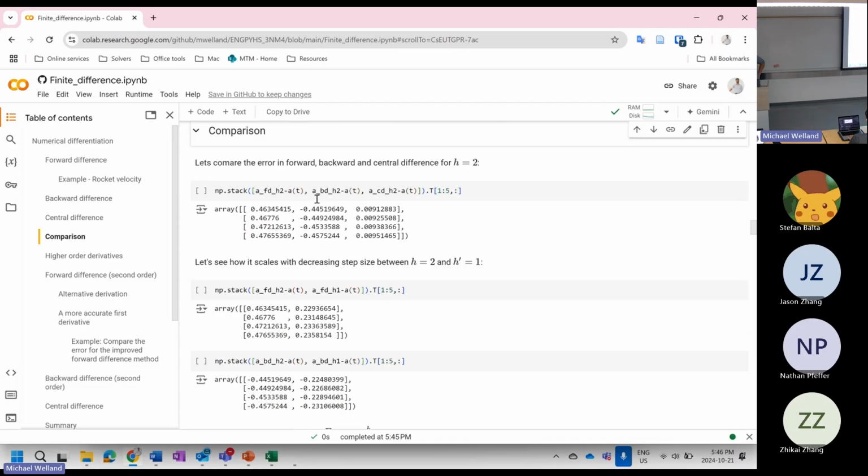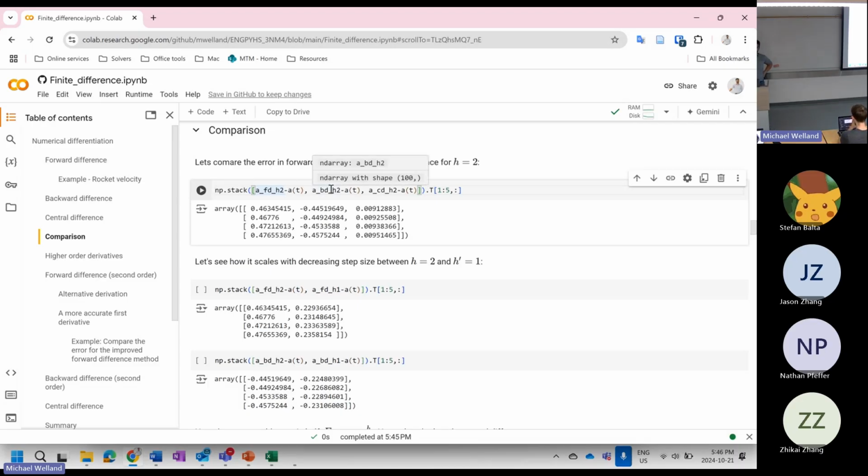Okay, so let's see what's happening here. What I did here was subtract. I took the acceleration, which is the first derivative, for the forward difference with step size 2, minus the analytical answer. So that's the error in the forward difference, the error in the backward difference, and the error in the central difference. I'm only plotting it for the first 4 data points here, because otherwise it's too long. We want to be able to see this thing.